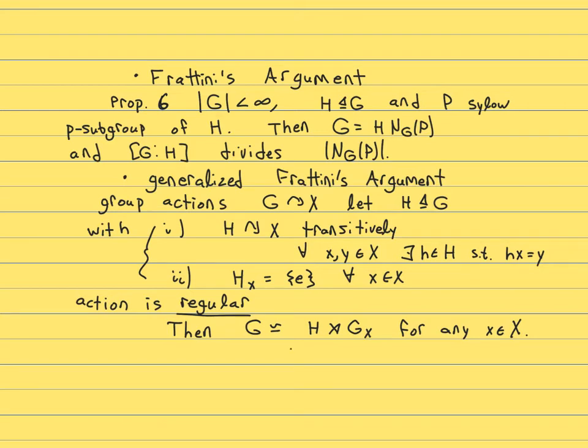Worth noting, of course, that this is saying that you can write G is equal to H G_x. There's also the weaker condition, where if you only allow one, then all you get is that G is equal to H G_x. It's the second condition that gets you the direct product, by which I mean semi-direct product. So let's look at the proof.